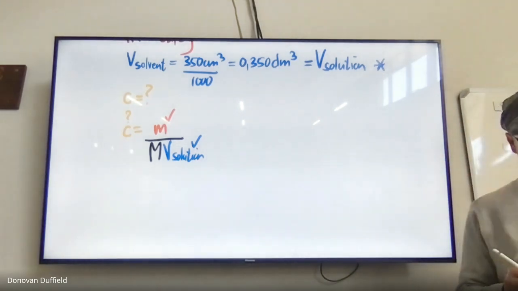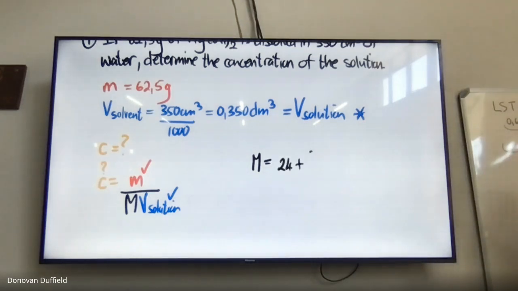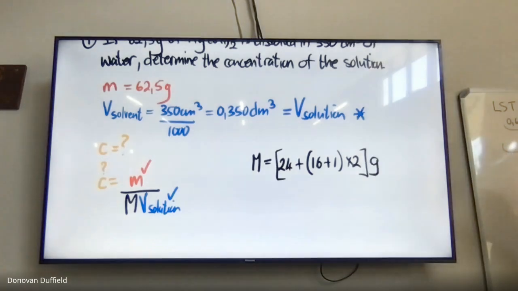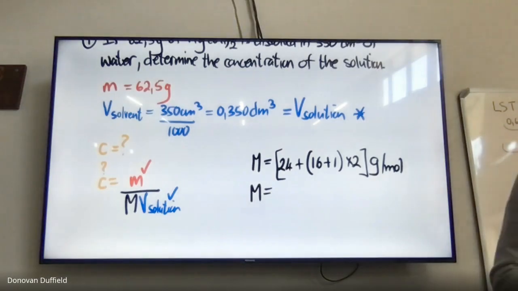So let's work it out here. The molar mass is going to be: magnesium is 24, oxygen is 16, hydrogen is 1 times 2. And this is all going to be in grams per mole. So the molar mass is going to be 2 times 17 plus 24, which is 58 grams per mole.